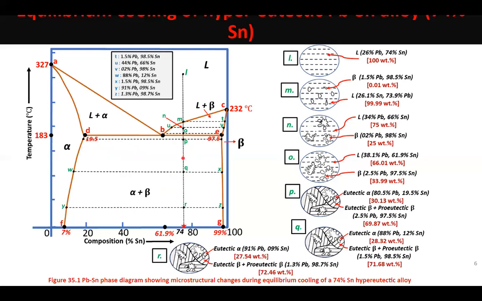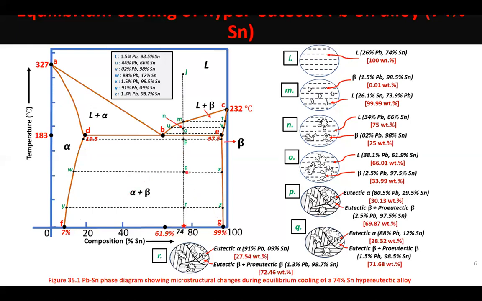the chemical composition of the alpha and beta solid phases would be given by these solvus lines. The solvus line for alpha is continuously showing a drop in tin content from 19.5 to 7 at 0 degrees centigrade. Similarly, it is showing a drop in lead content from 2.5% to 1% from 183 to 0 degrees centigrade.